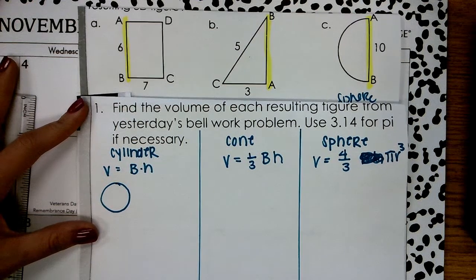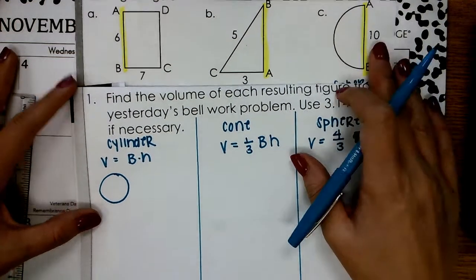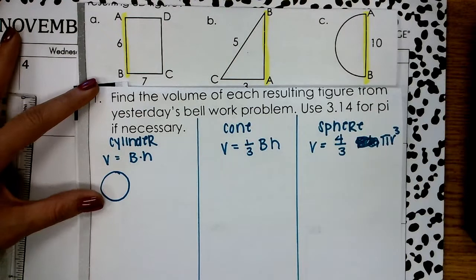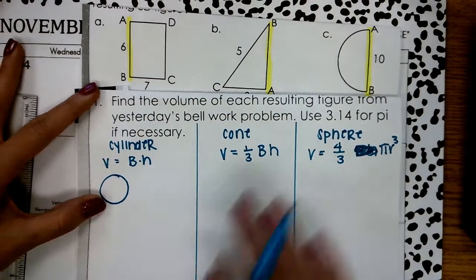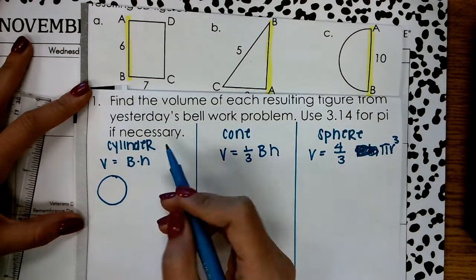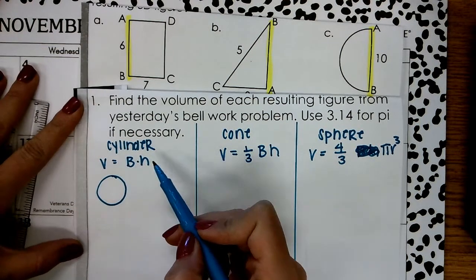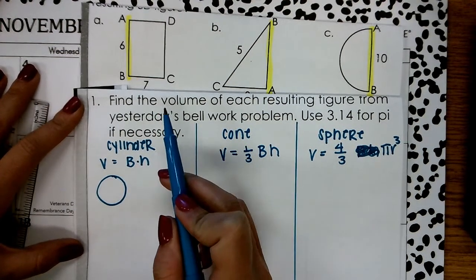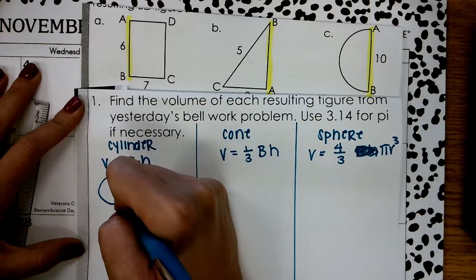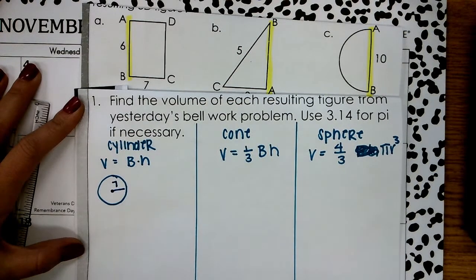Alright, so this says find the volume of each resulting figure from yesterday's bellwork problem. Use 3.14 for pi. So for letter A here, this was a cylinder. We know the formula for the volume of a cylinder is equal to the area of the base times the height. So here the base would be a circle, and it would have a radius of 7.